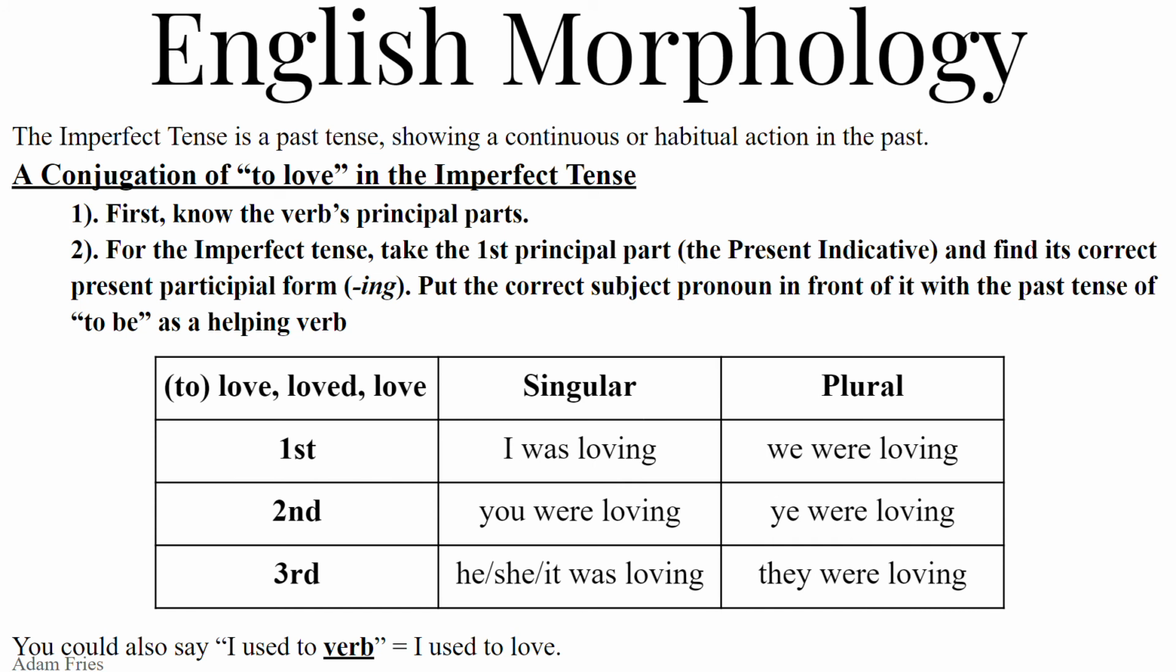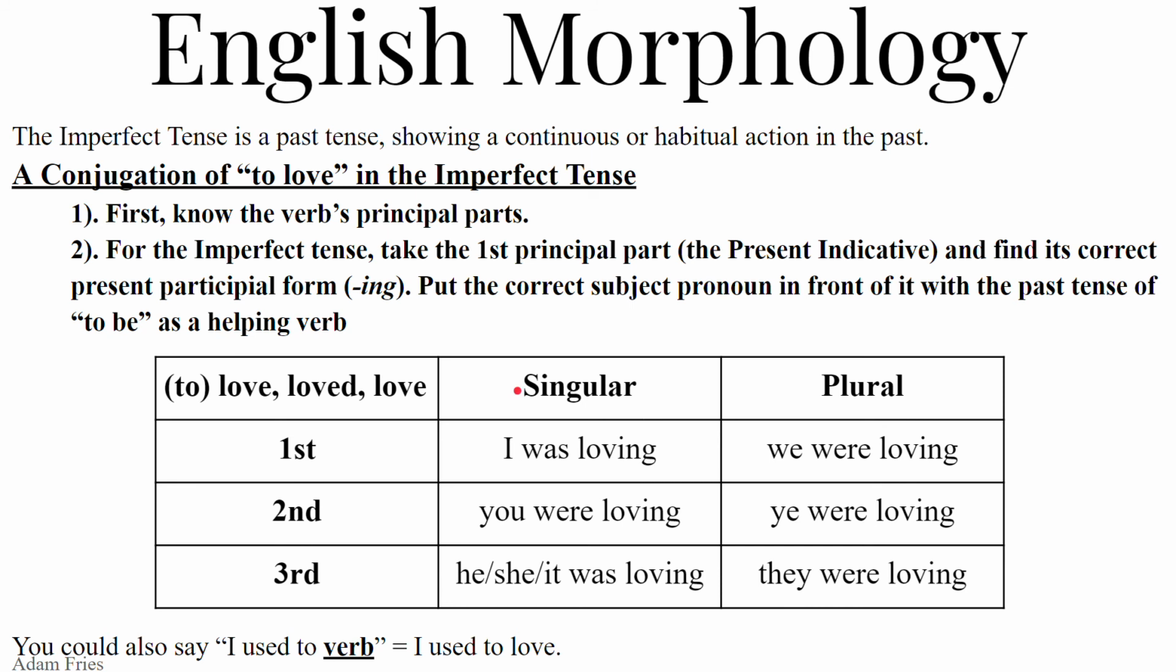Remember, you could also substitute used to verb. So first person singular, I was loving. You could also say I used to love. It needs to show a continuous, a habitual action in the past, an action in the past that happened continuously. It was a habit. It was over and over again, or it happened for a long period of time.